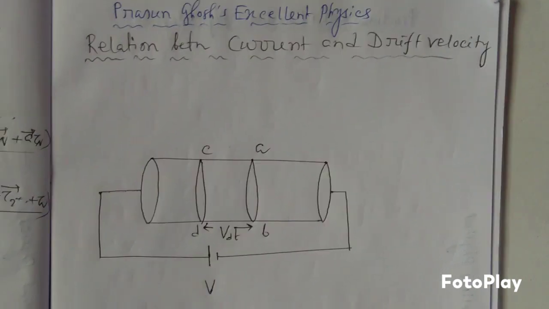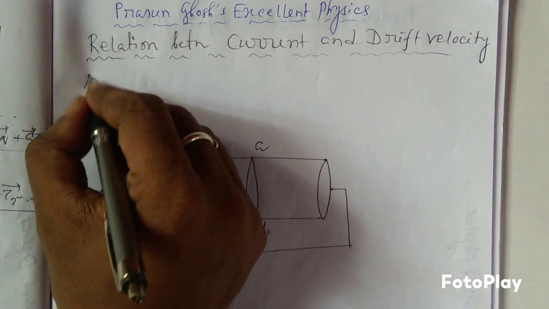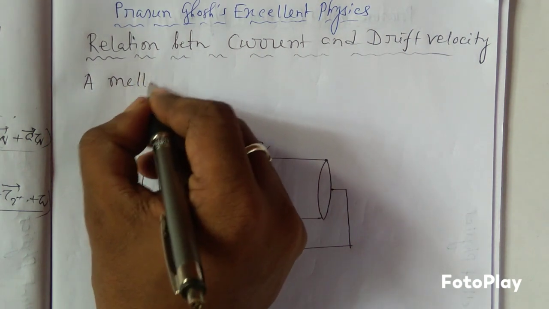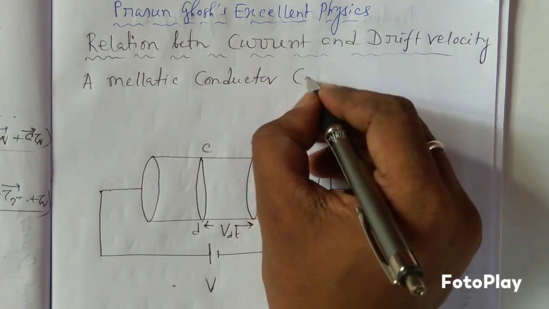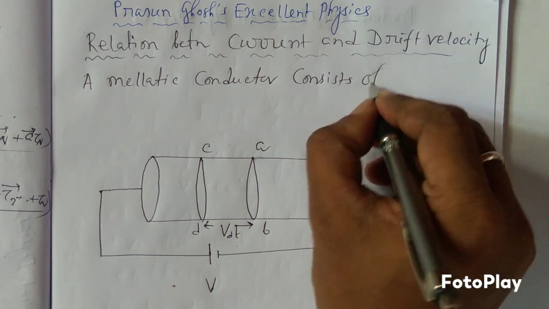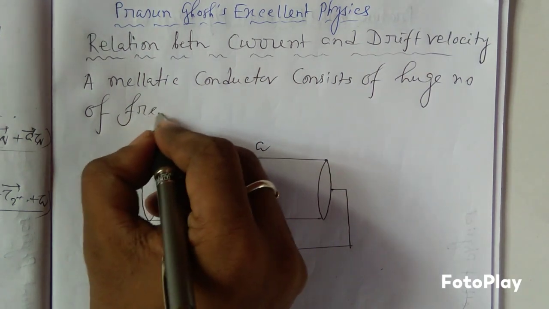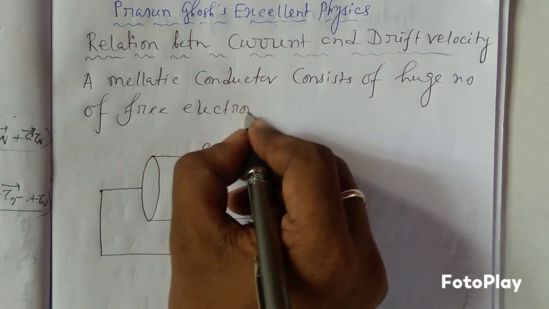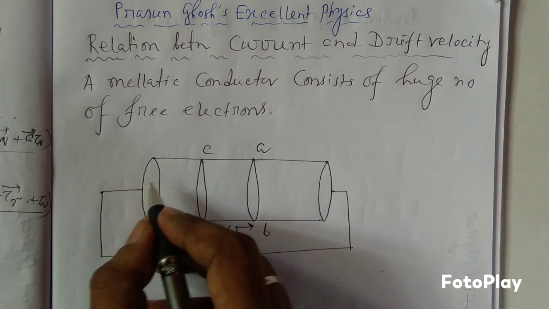So we have to write down some points. A metallic conductor consists of a huge number of free electrons. This is PQ.